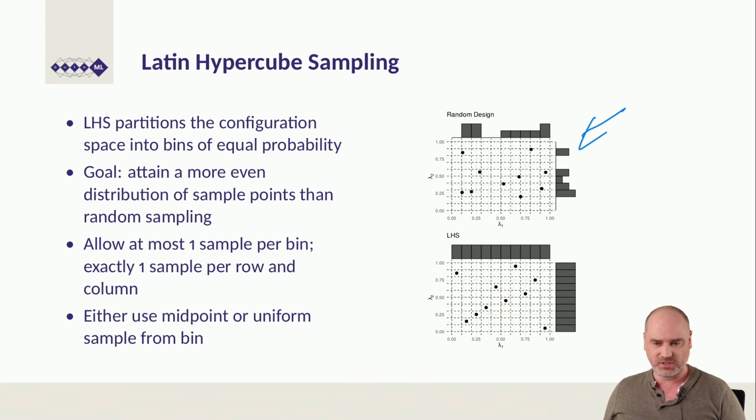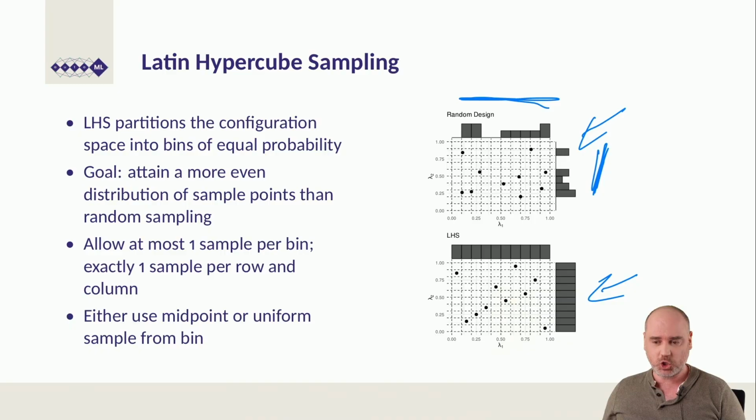One way to measure this is to look at the histogram of our projected 1D marginal distribution, so to speak. In theory, these would also be uniform for random design, but in practice, you can see that they vary. We want to have these as uniform as possible, even for the empirical versions. The idea now is to look at these bins here and to allow at most 1 sample per bin and to have exactly 1 sample per row and per column. And this is how this Latin hypersquare is exactly constructed.